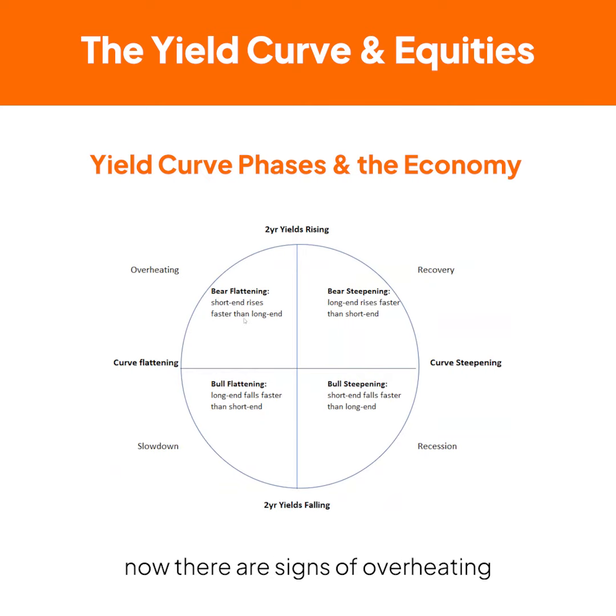Moving to bear flattening. Now there's signs of overheating and policy rates start to normalize. So here, the short end rate of the curve rises faster than the long end. This is short end led flattening.